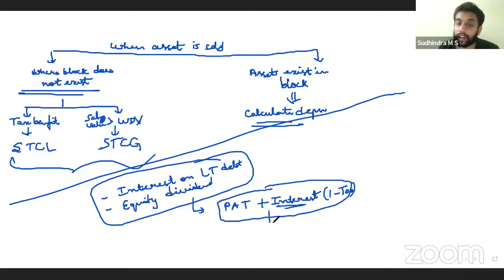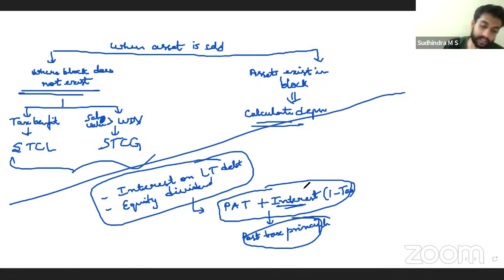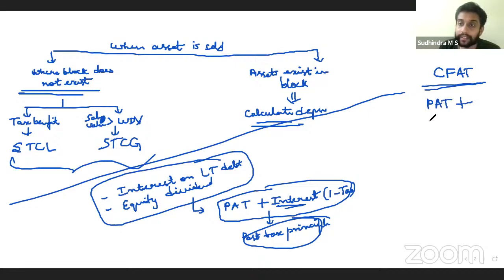This concept is called the post-tax principle, PAT plus interest into 1 minus tax rate. Is that clear? Yes. So how do you calculate cash flow after tax? Cash flow after tax is PAT plus depreciation. So that is what we have to keep in mind.